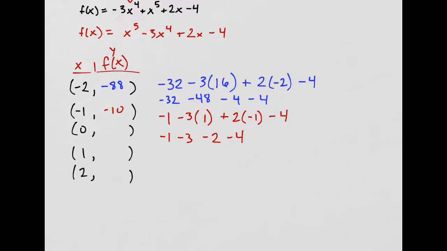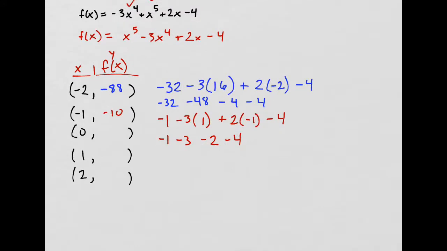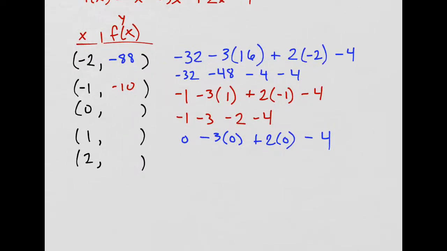And that's pretty easy. And then when I plug in 0, this is the easiest part. When I plug in 0, all of those go away, right? I just get 0 minus 3 times 0, which is 0, plus 2 times 0, minus 4. So I get 0, comma, -4, right?